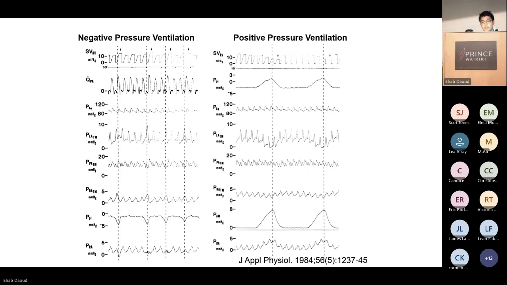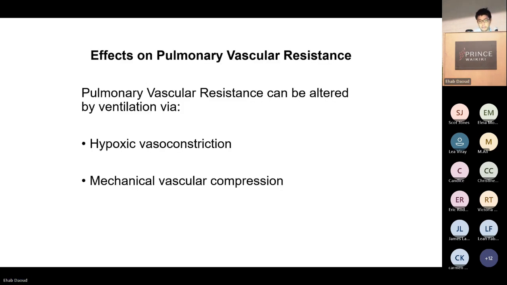So here, we also have to talk about pulmonary vascular resistance, because this was talking about preload for the RV. And mostly this is important for somebody who has normal lungs. But when we talk about somebody with acute lung injury, it's important to think about pulmonary vascular resistance. The pulmonary vascular resistance can be altered by these two mechanisms mainly. One is hypoxic vasoconstriction. The other one is mechanical vascular compression.